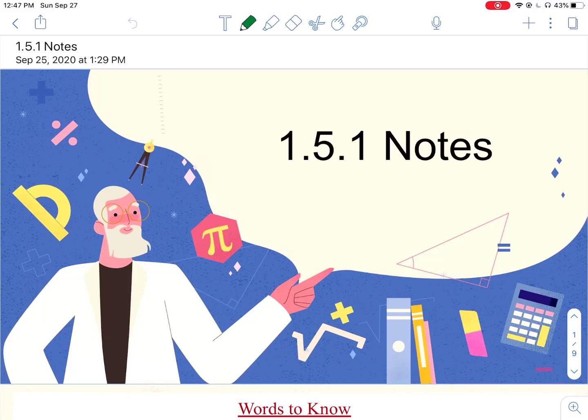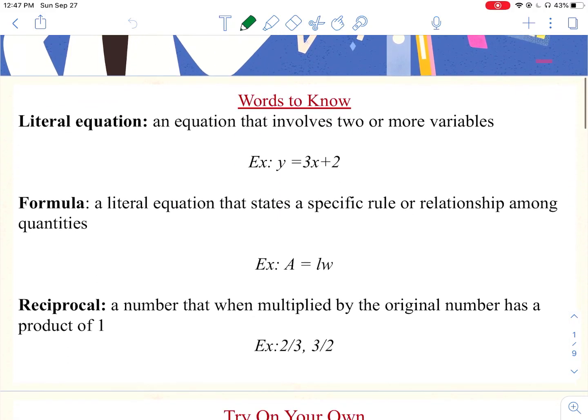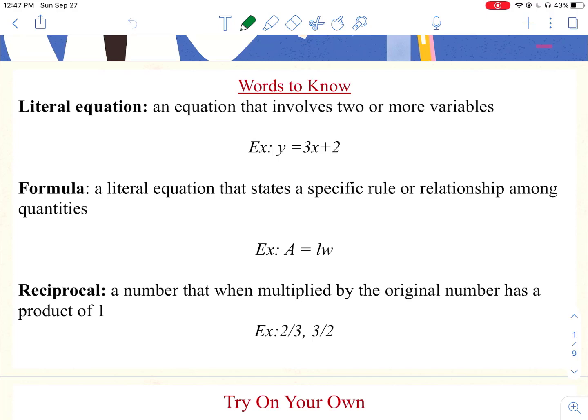Course 1.5.1 Notes. Before we begin our examples, we just want to talk about the words to know. The first word to know is literal equation, an equation that involves two or more variables. So given this example, we have y equals 3x plus 2. Notice we know it's an equation, it has an equal sign here, and it involves two or more variables. We have a y variable and an x variable.